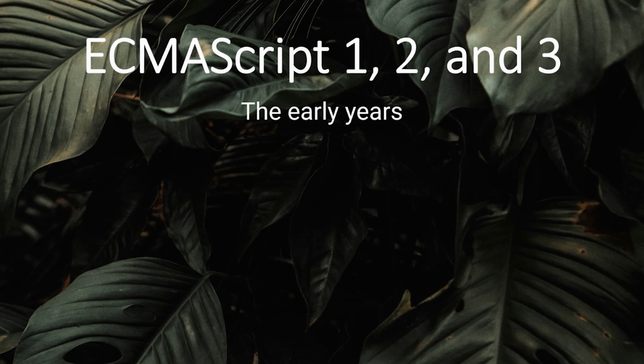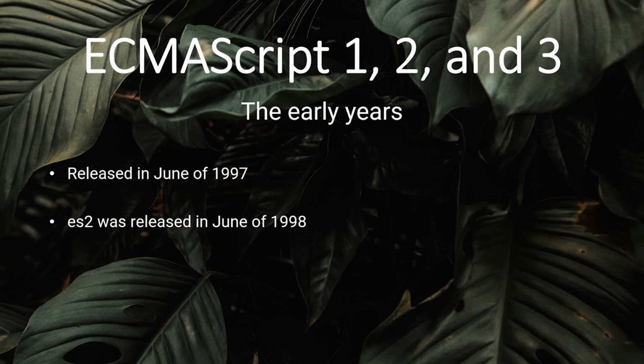ECMAScript 1, the first version of the JavaScript language standard, was released in June of 1997. Exactly a year later, ECMAScript 2 was released, which contained only minor changes to keep in sync with the parallel standard for JavaScript. 18 months later, in December of 1999, ECMAScript 3 was released, introducing a lot of the popular features of JavaScript that we now take for granted, like regular expressions and try-catch exception handling.